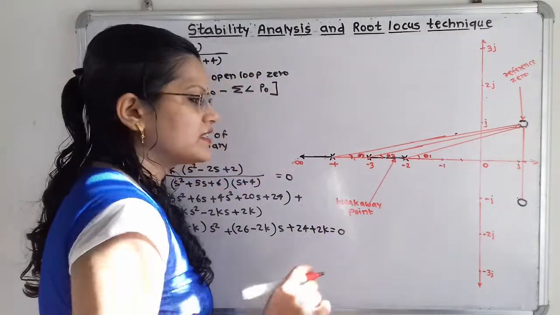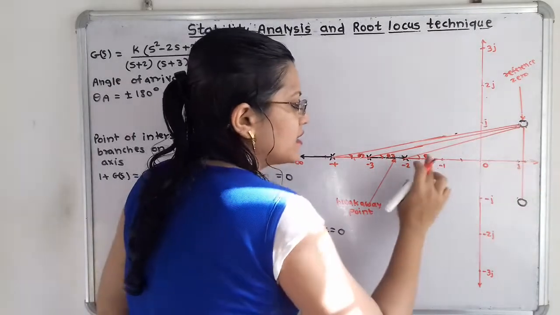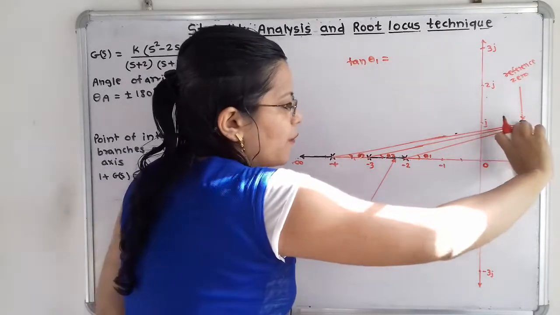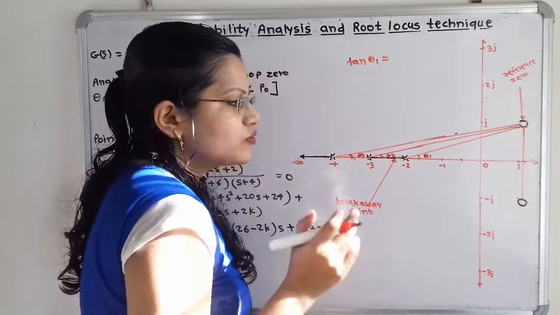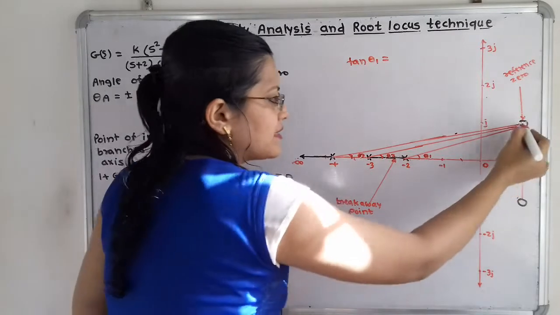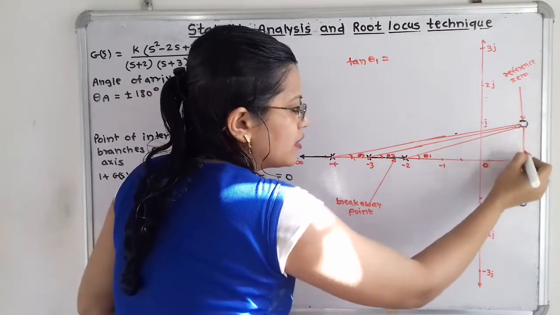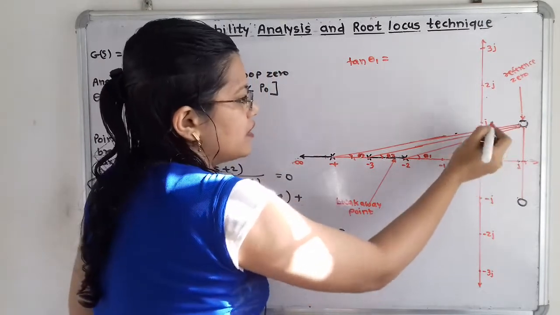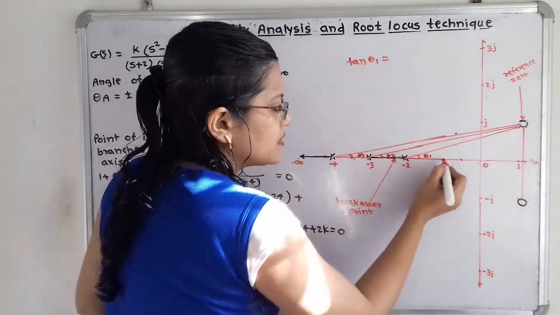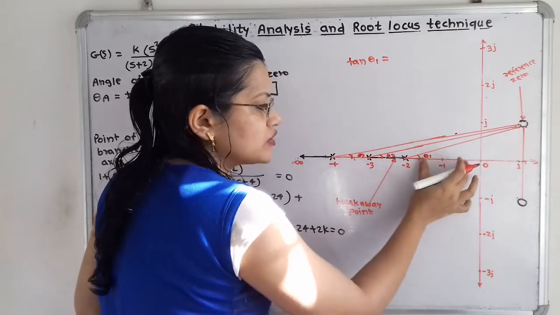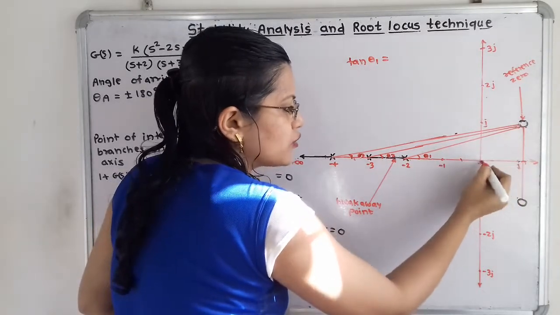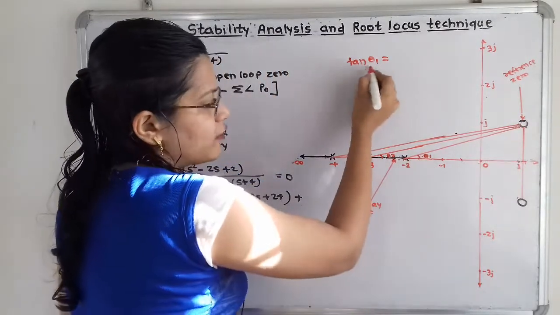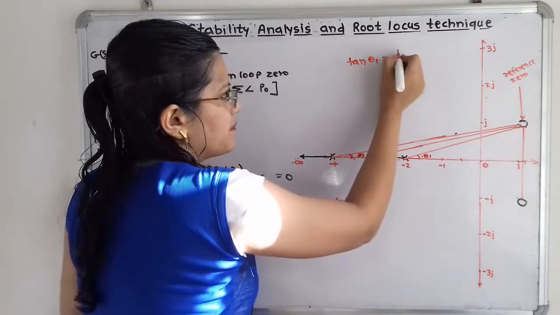How to calculate theta 1? In this right angle triangle, tan of theta 1 is equal to opposite side by nearby side. The opposite side is the total height, from 0 to 1j, that is 1. The nearby side is the total distance from 0 to minus 2, which is 2, and here we add this 0 to 1, so the total distance is 3. So we can say that tan of theta 1 is equal to 1 by 3.